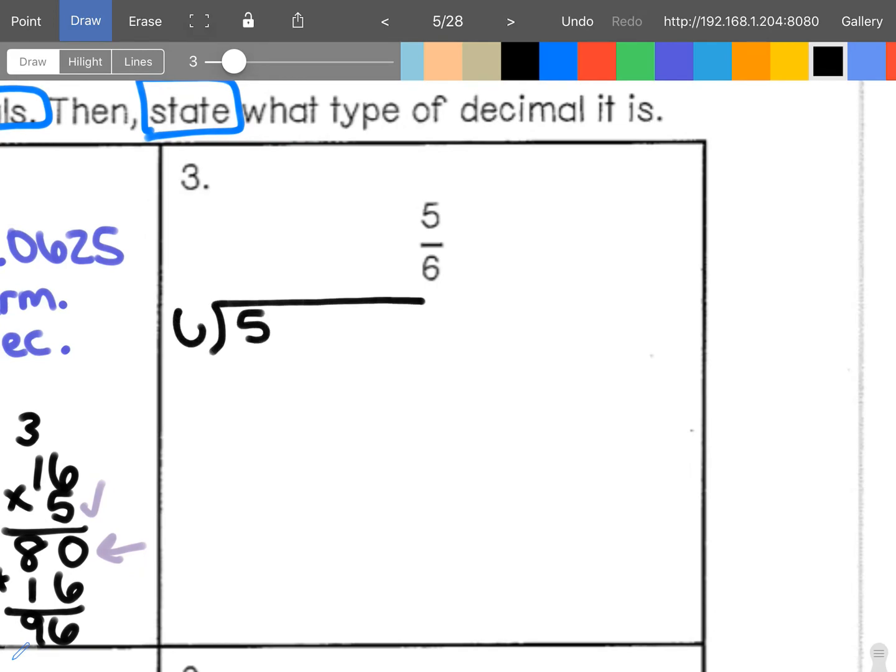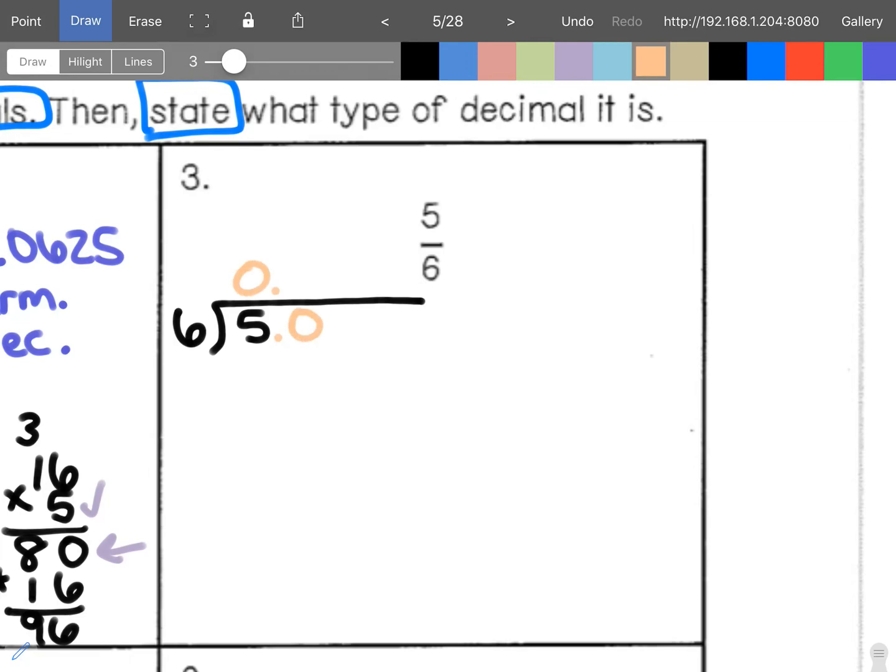5 divided by 6. Okay, 6 can't go into 5, so we do our typical little routine here. How about 6 into 50? 6 times 6 is 36. 6 times 7 is 42. 6 times 8 is 48. That's pretty close, isn't it? Otherwise, 6 times 9 would be too much.